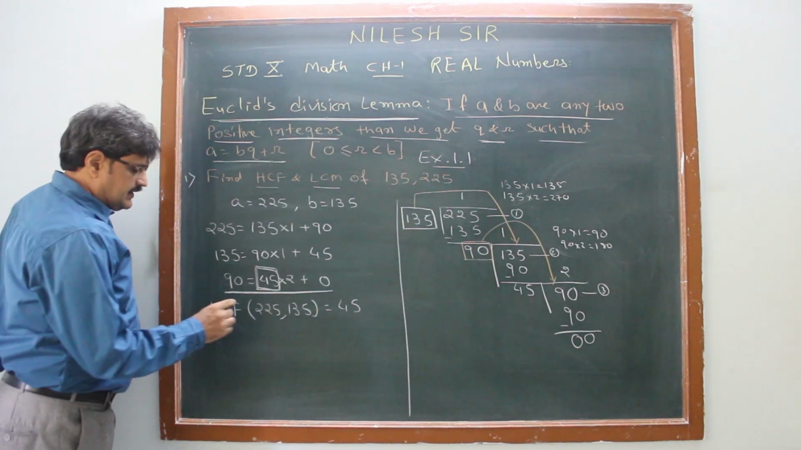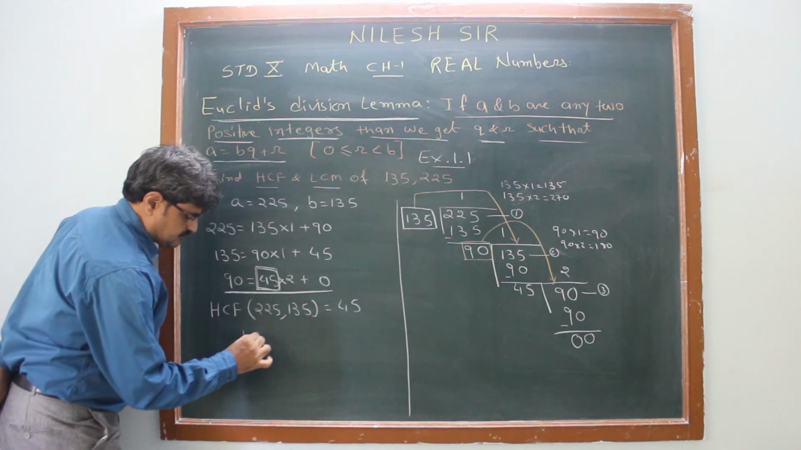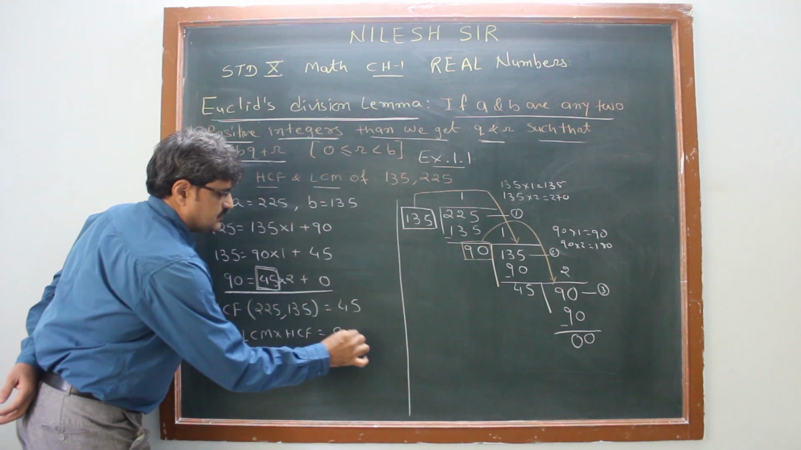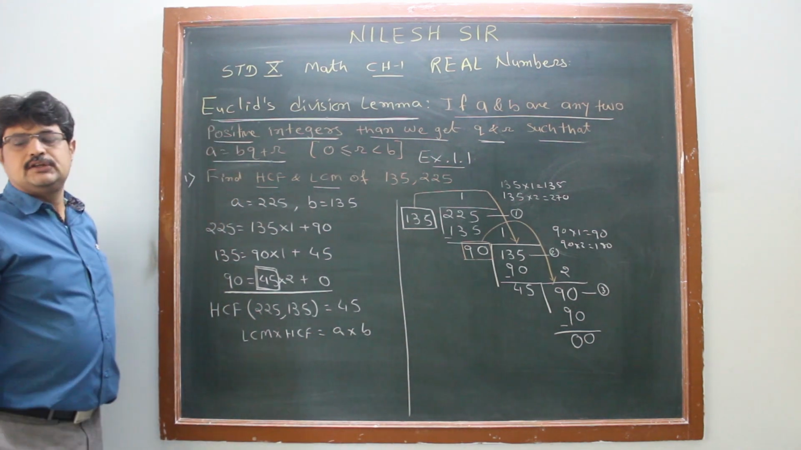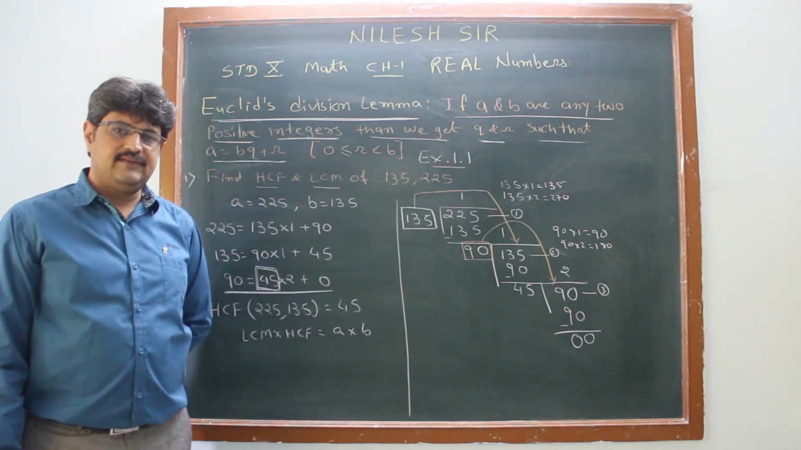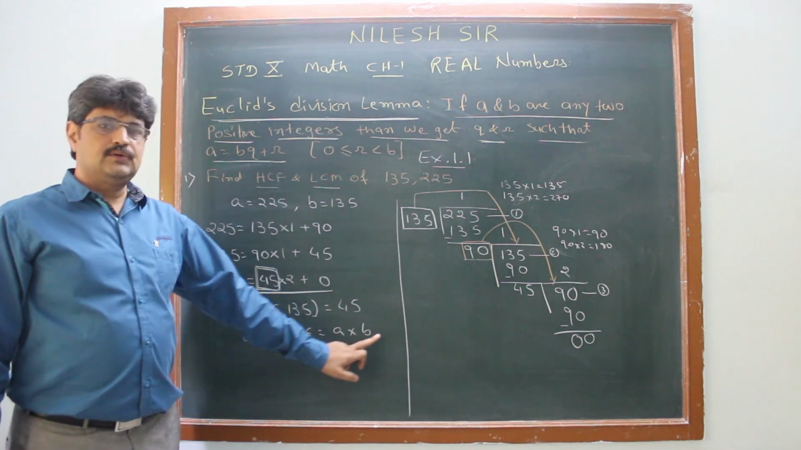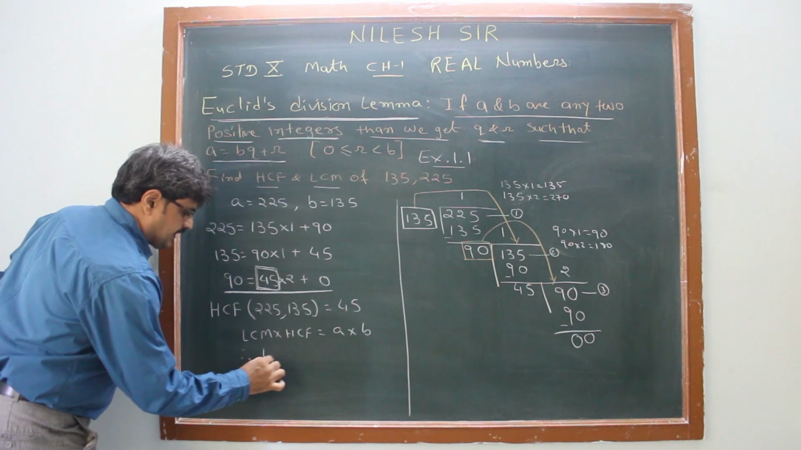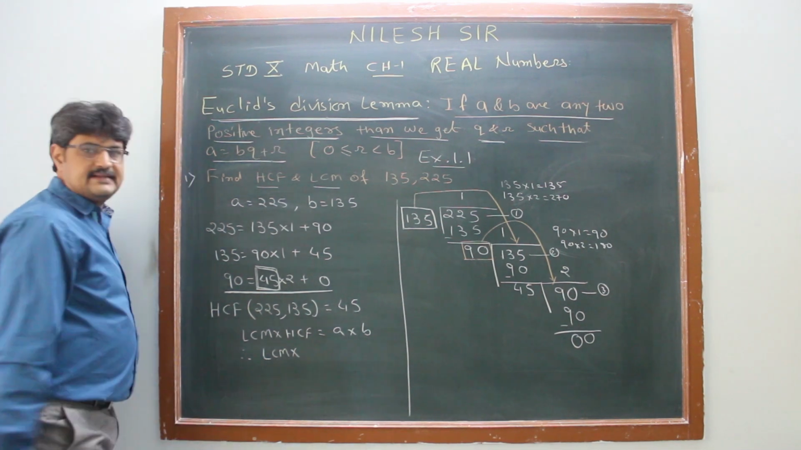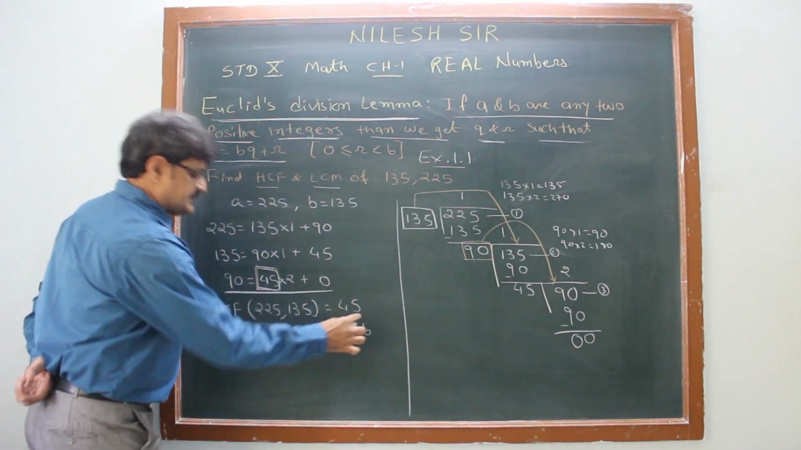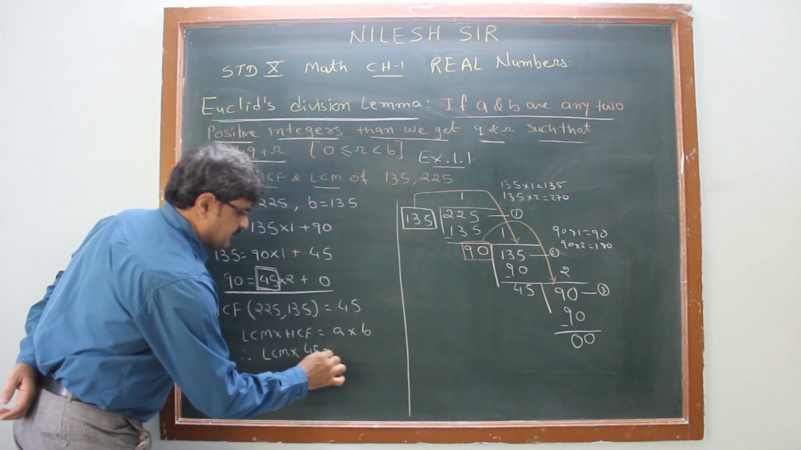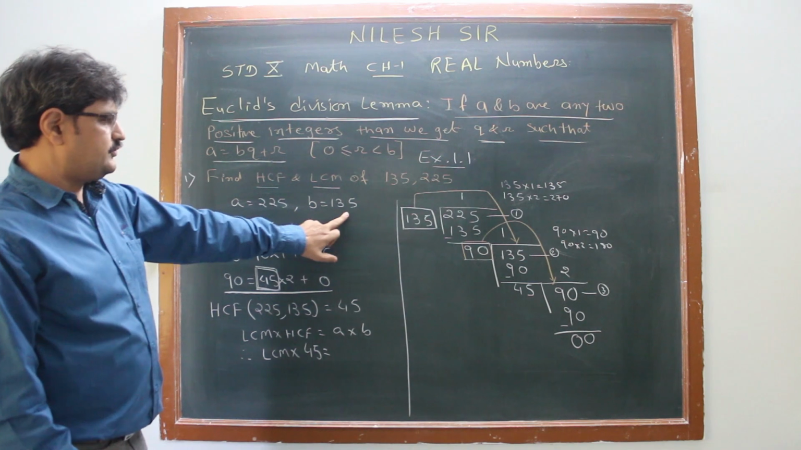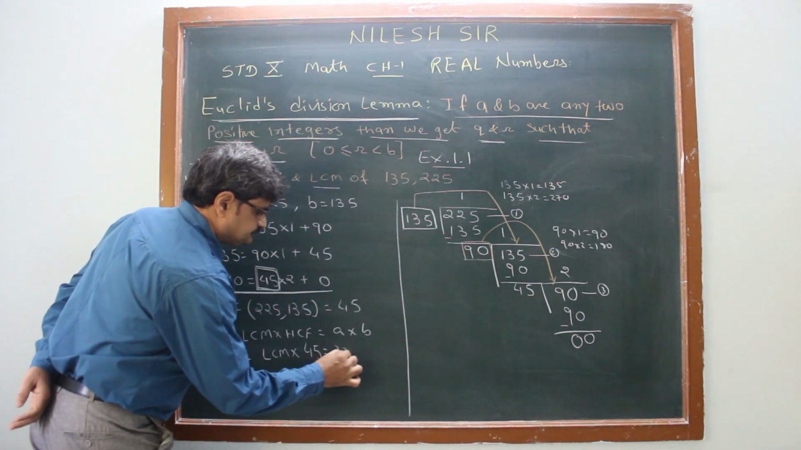Now to find the LCM, you can use the formula LCM into HCF is equal to a into b. Now LCM is what we have to find, so I will write LCM as it is. Instead of HCF, I can write 45. Now what are the values of a and b? We have 225 and 135.